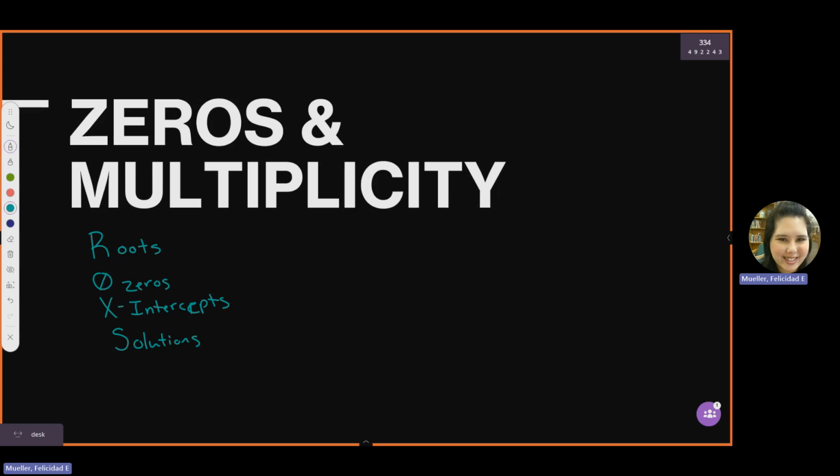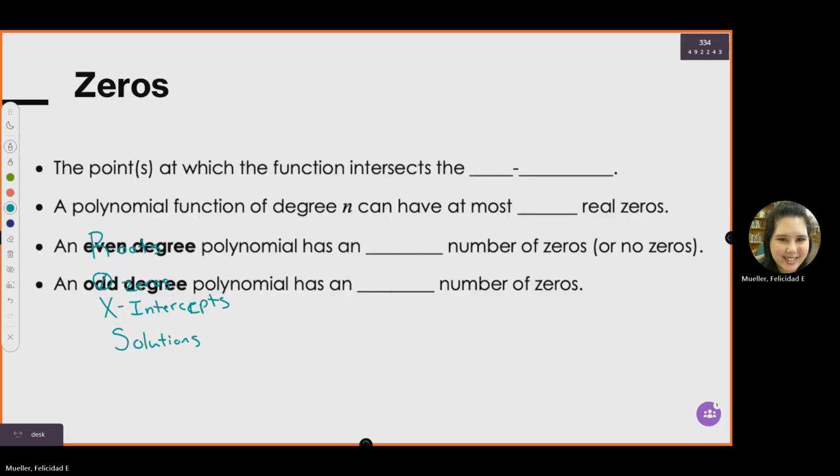So just as a reminder, when we say zeros for anything in a function, we're talking about pretty much the x-intercepts. The vocabulary word they give you, whether it's a root, a zero, an x-intercept, or a solution, is based on the format they give you the question in or what information is already given to you. So zeros are the points at which the function intersects the x-axis, hence it's an x-intercept.